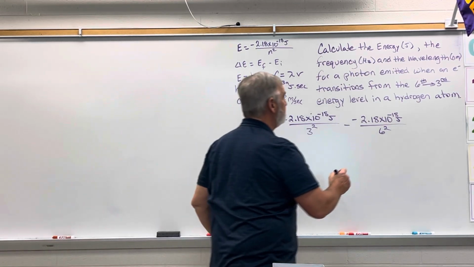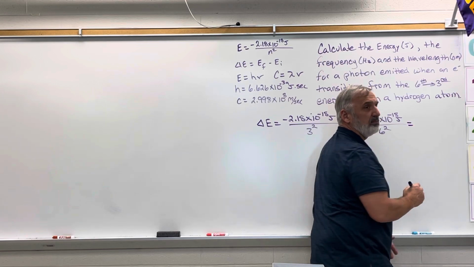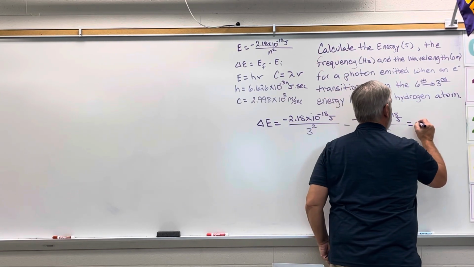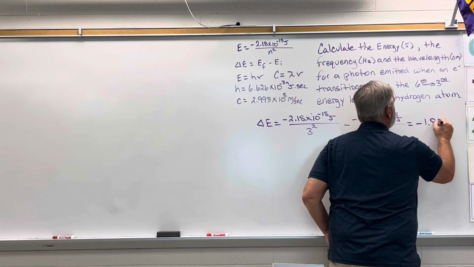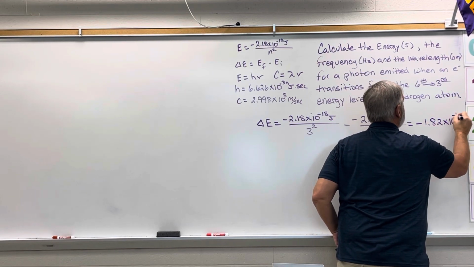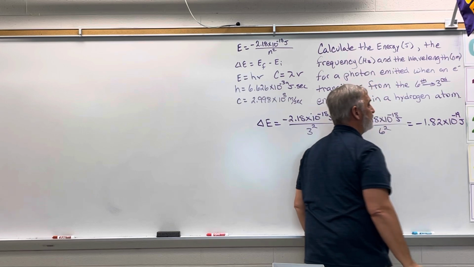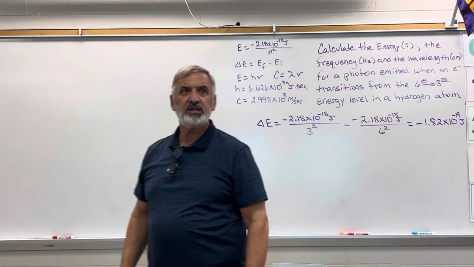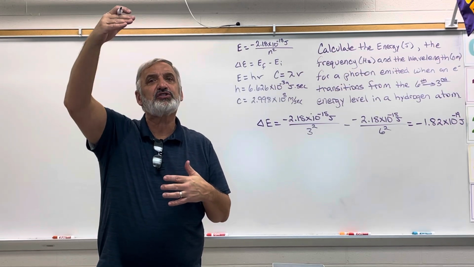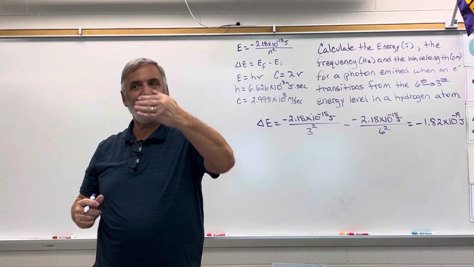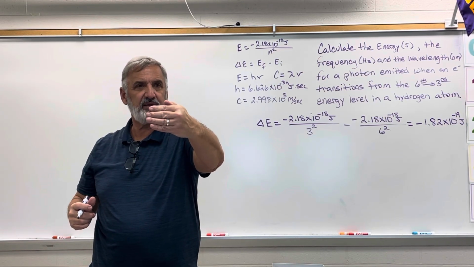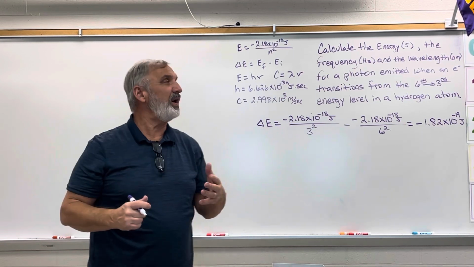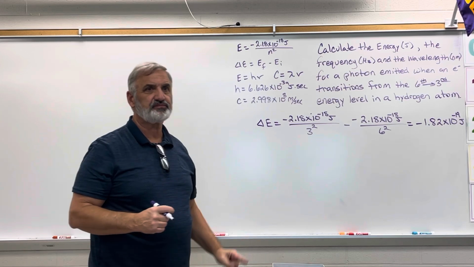So this all turns out to equal what number? Negative 1.82 times 10 to the minus 19th joules. So what again does the negative sign tell me? You lost energy. Energy was released. So it's when the electron comes down that it releases the energy. Okay? It's just telling me the direction of energy flow. What is that the energy of?